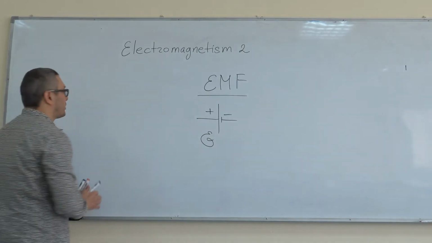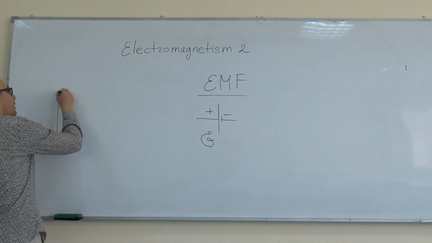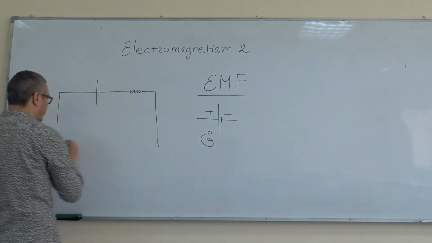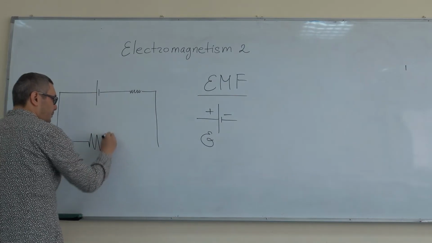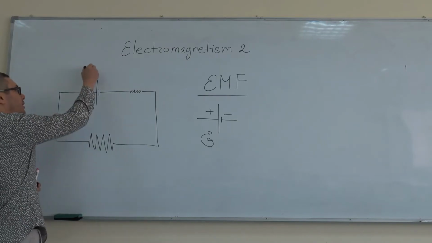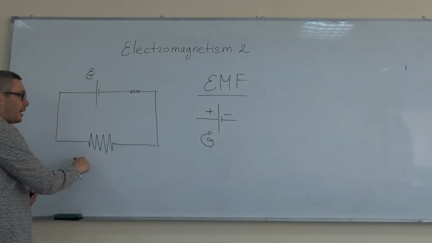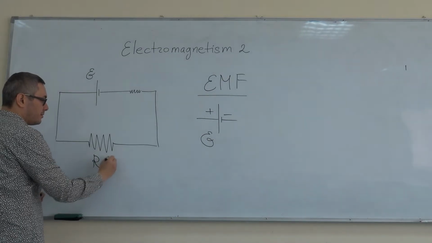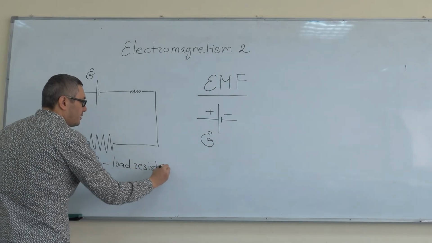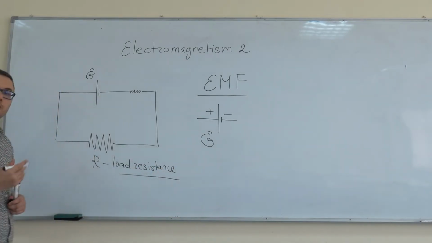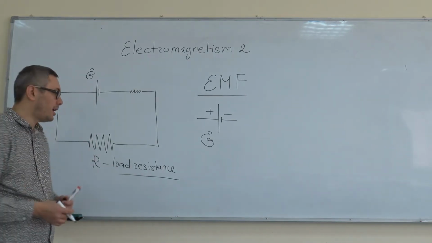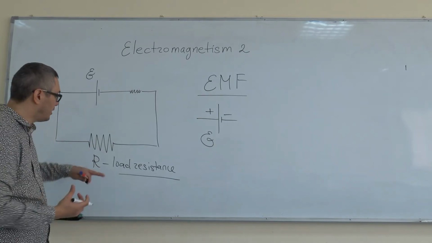Let's look at a simple circuit. In this simple circuit, I have three elements. I have the EMF itself. I have the so-called load resistance. Load resistance is anything that you need to power with this EMF. It could be your bulb, it could be a motor, or it could be any other device that requires electric energy. So, load resistance.